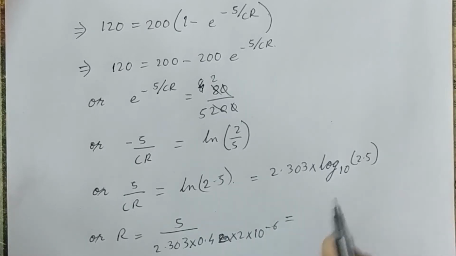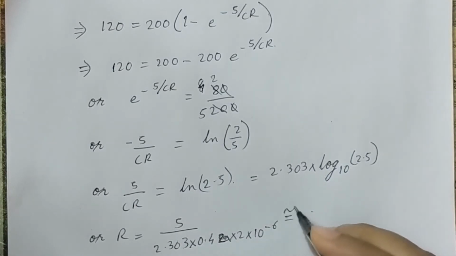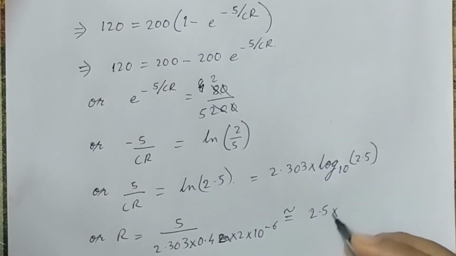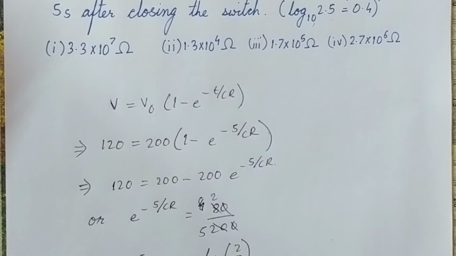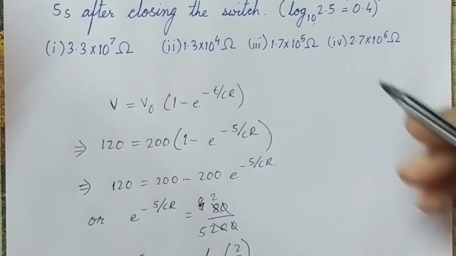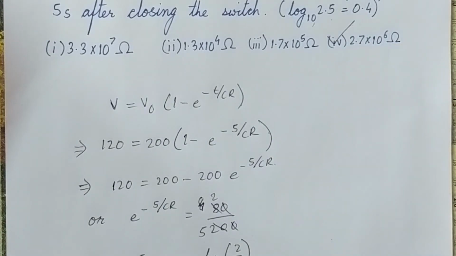We can evaluate. We have to use a basic approximation technique here. Let's treat 2.303 as 2.5. 2.5 multiplied with 2 would give me a 5. 5 into 0.4 would give me a 2. So again I get 5 by 2, that would come to approximately 2.5. Let's make this approximately 2.5 into 10 to the power 6. So the nearest answer to that is 2.7 into 10 to the power 6. Hence we deduce that option number 4 is our correct option.